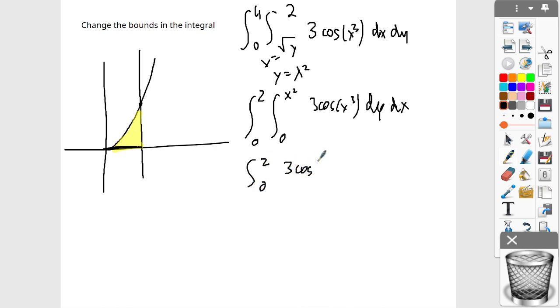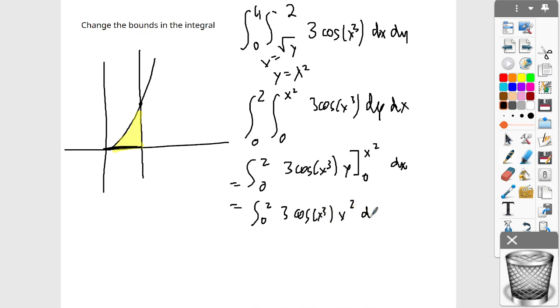So 3 cosine of x cubed, y from 0 to x squared dx, which is the integral from 0 to 2 of 3 cosine of x cubed times x squared dx. And you realize that by doing the reverse chain rule, it's super nice because the derivative of x cubed is exactly 3x squared. So this is equal to sine of x cubed. Take the derivative of that, you get cosine of x cubed times the derivative of the inside, 3x squared. And that's why 3x squared is so nice.